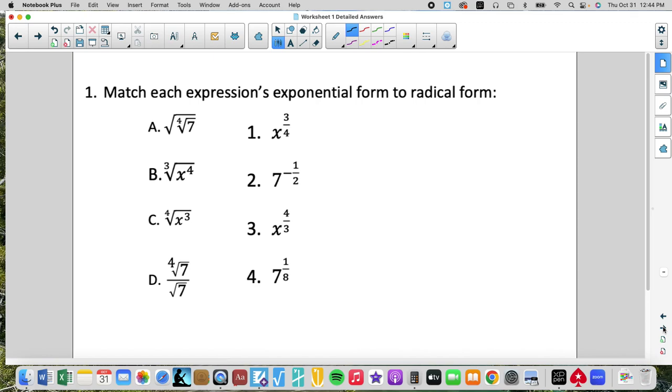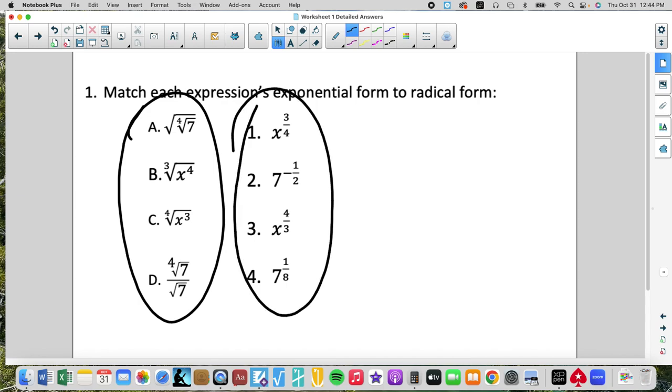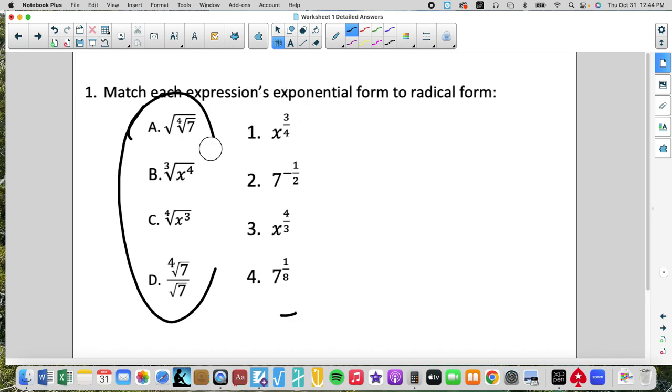And here we have radicals. Match each expression's exponential form to the radical form. So in here, these are all written in radical forms. You notice these are all written with exponents, so that is called the exponential form. So now we have to match them. So how do we match those?